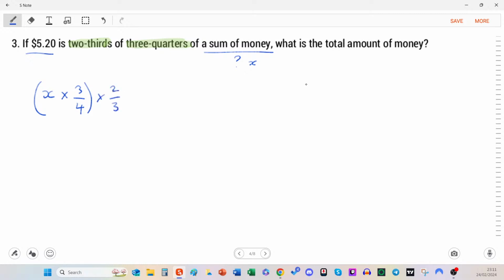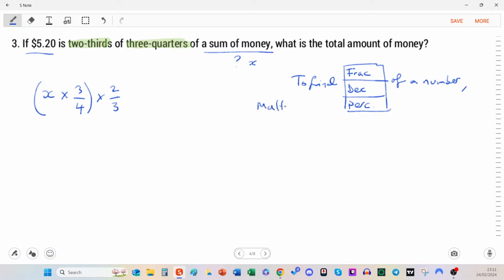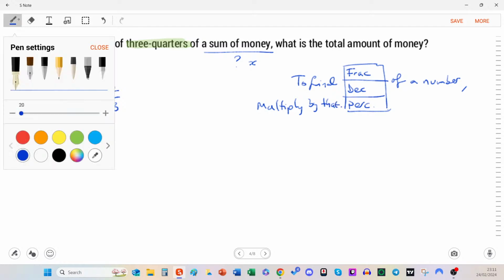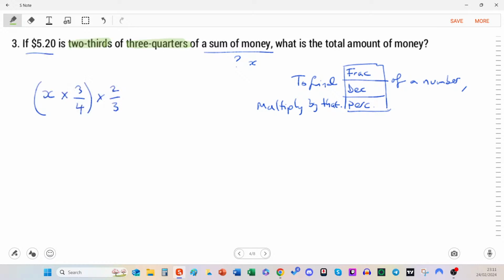So the key statement in maths is to find, now you get an option box here, a fraction, decimal, or percentage of a number, then multiply, say, by that fraction or decimal. So I'm going to read this now in the order I want you to read it. To find one of these of a number, so find a fraction of a number, multiply by that fraction. It works if it's a decimal or a percentage, whatever.